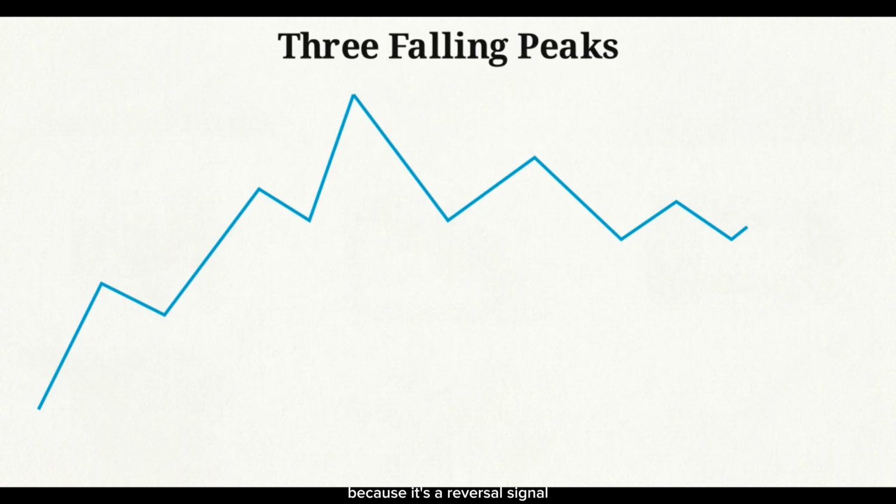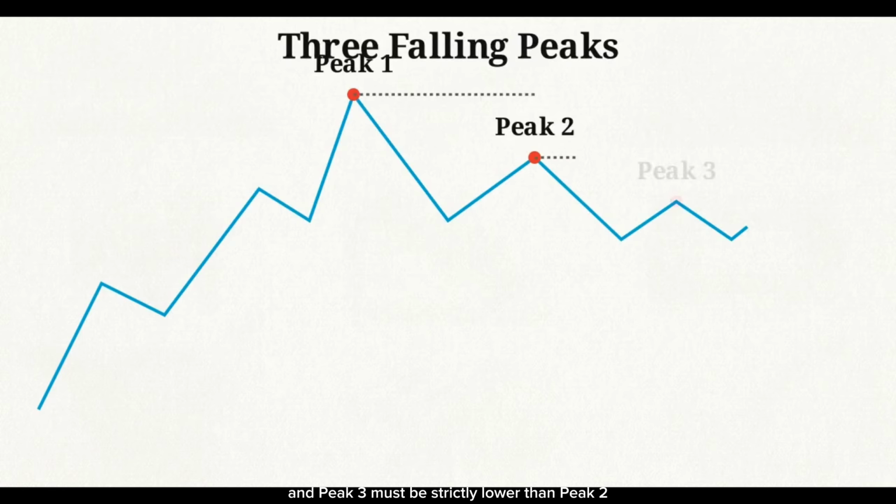Because it's a reversal signal, we first need to see a clear, established climb. You cannot have a collapse without first building some altitude. Once we hit the top, we watch for the bounces. The rules here are strict. Peak 2 must form at a lower price than Peak 1, and Peak 3 must be strictly lower than Peak 2. No ties allowed. But a downward slope isn't enough to trade on.